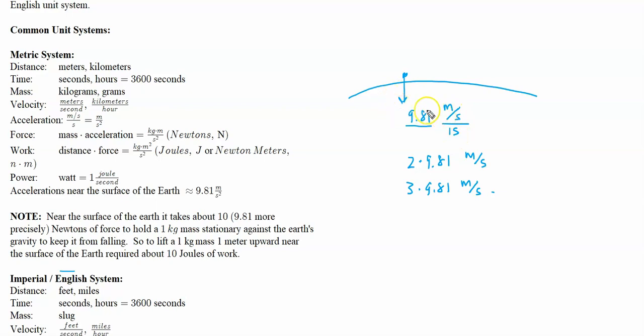Okay, now in the English system, it is 32 feet per second squared, in the English system, or the imperial system. 32 feet per second squared. Okay, so what that means is if you drop an object near the surface of the Earth, in 1 second it will be traveling 32 feet per second downward. In 2 seconds it will be traveling 2 times 32, or 64 feet per second, and so on.